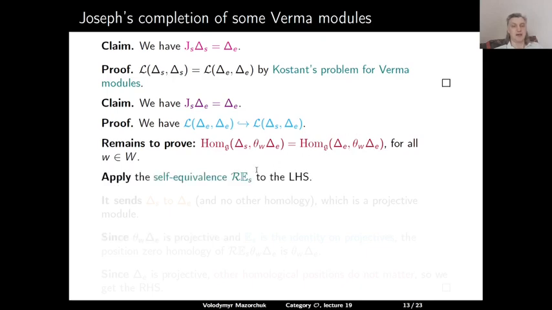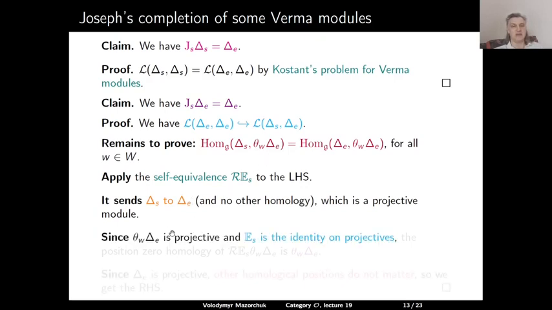So let us apply the self-equivalence, the right adjoint of Enright's completion ES, to the left-hand side of this equality. So this functor sends delta S to delta E and creates no other homology. It really sends the Verma module delta S to the projective module delta E, and that's it in the derived category.